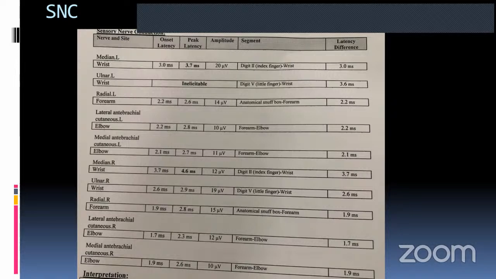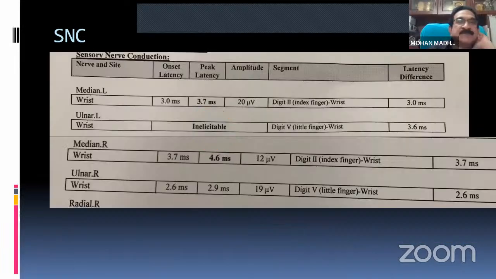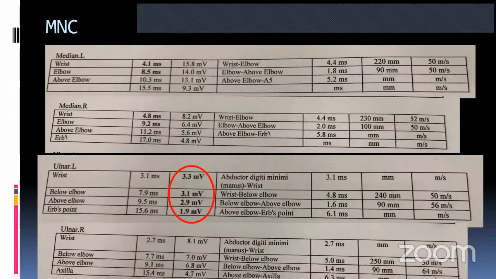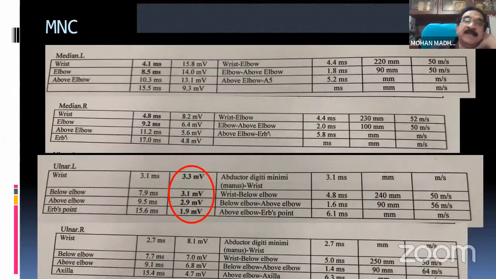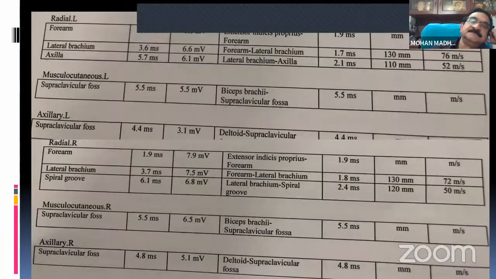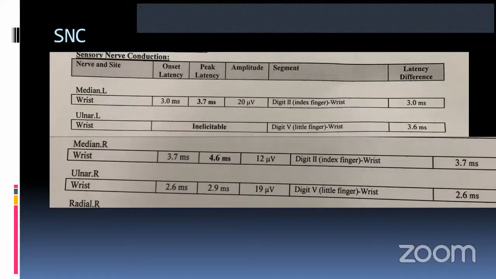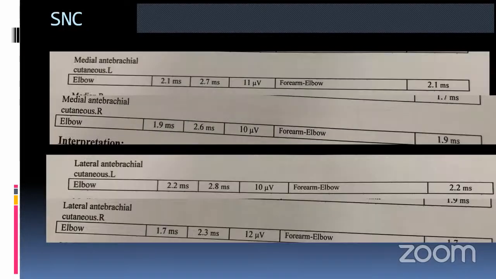Still, it is C8, T1 also. Predominantly C8. There's a sensory. What about the CMAP from the ulnar, sir? And the left ulnar, is it reduced? Yeah, CMAP is reduced. It's 3.3. The other was 15. Median was 15.8. Because the medial antebrachial, those are normal. So this could be predominantly C8 and mild T1 affection on the side, sir.